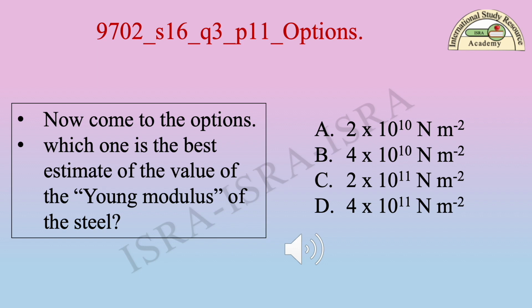Option A, 2 times 10 raised to the power 10 Newton per meter square. Option B, 4 times 10 raised to the power 10 Newton per meter square. Option C, 2 times 10 raised to the power 11 Newton per meter square. Option D, 4 times 10 raised to the power 11 Newton per meter square.